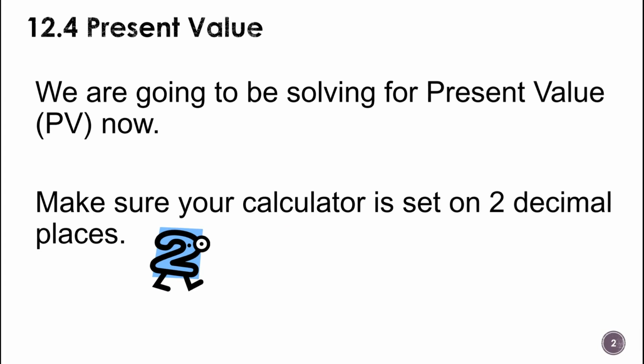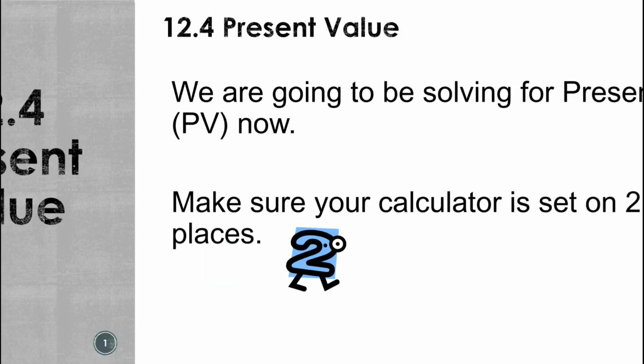We're going to be solving for present value now, and you want to make sure your calculator is set on 2 decimal places. Remember, you can reset your calculator, or you can use the second format, which is second decimal place, put a 2 in, push enter. Okay, or a reset. It's good to reset sometimes.